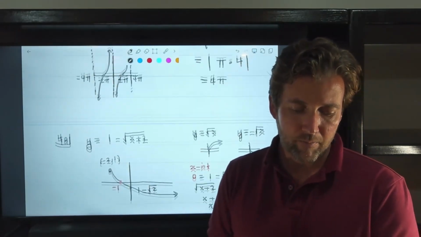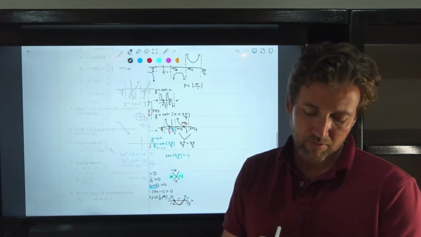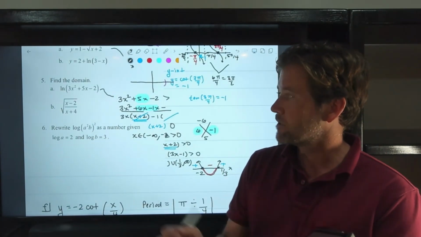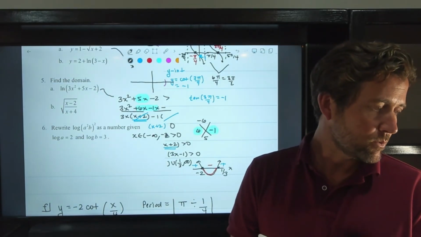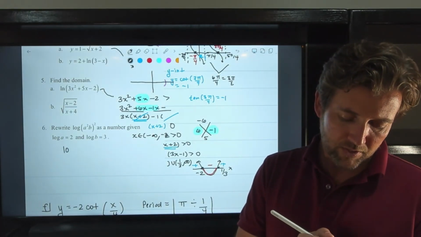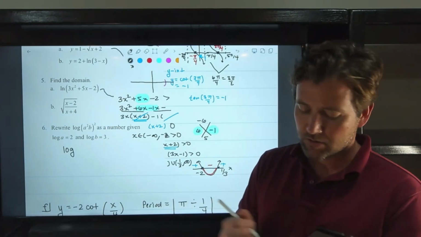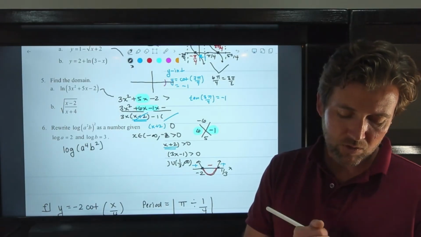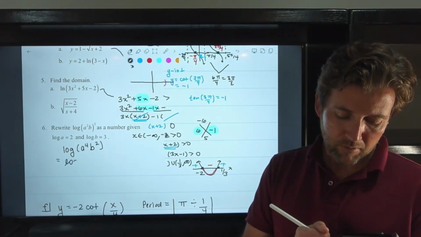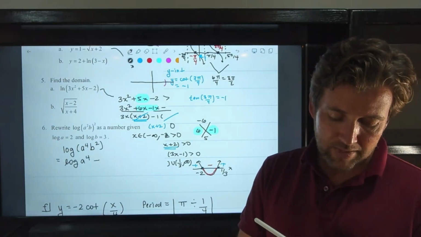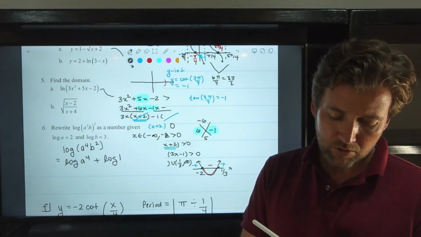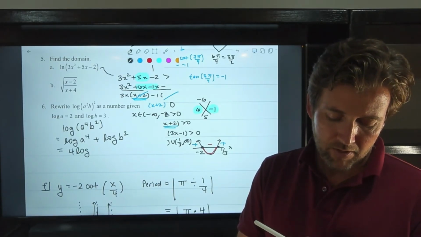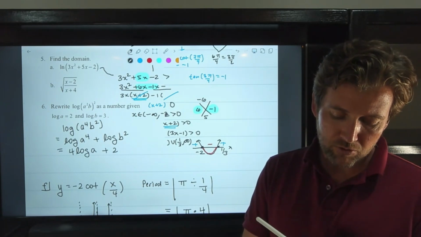All right, last problem. It says rewrite this expression as a number given log of a equals 2 and log of b equals 3. So I'm going to go ahead and just take that squared outside of this and rewrite this as a to the 4th times b squared. Now I'm going to use the product property of logarithms and expand this as log of a to the 4th plus log of b squared. I'm going to use the power property. This becomes 4 log of a plus 2 log of b.